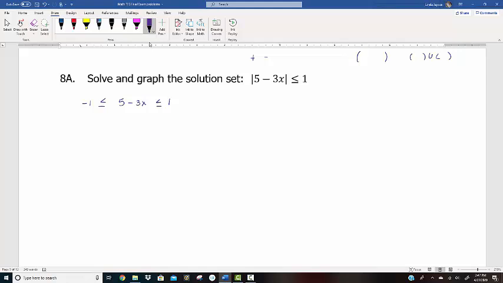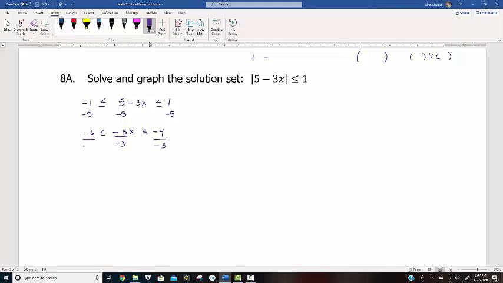So when we solve something that's between like this, first thing we want to do is get x alone in the middle. So we're going to subtract 5, but now you've got two sides to subtract it from. So this would be a -6 less than or equal to -3x less than or equal to -4. Then we have to divide everything by a -3.